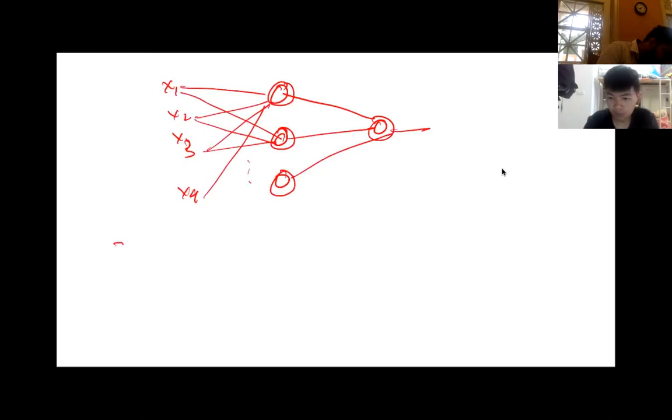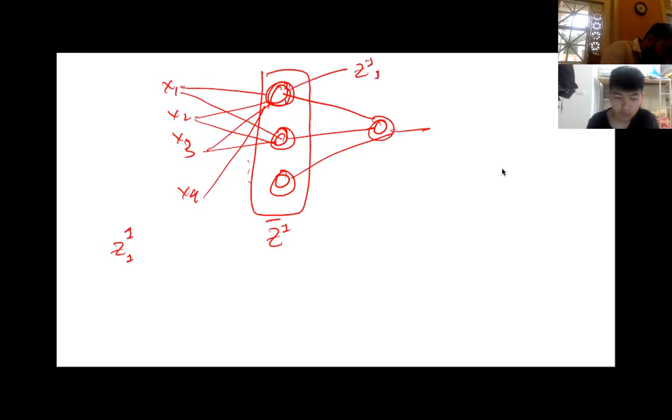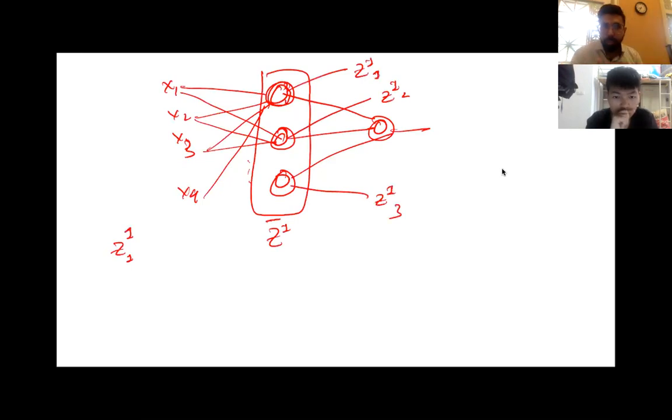So like we said, the Z11, which is this, remember this thing would be the Z1 vector, and the first would be the first component of this vector. The second one would be the second component of this vector, and the third one would be the third component of this vector. Okay? Then we pass it through activation, it becomes A.